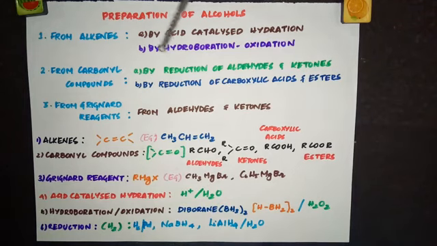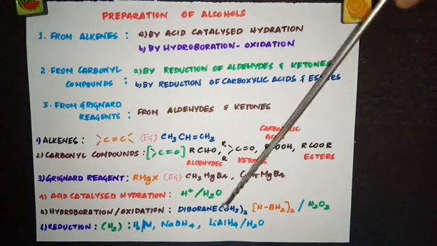The next one is hydroboration oxidation. See, I said hydration is treating with water. Hydroboration is again treating with a compound having boron and hydrogen. Example of such a compound is diborane.